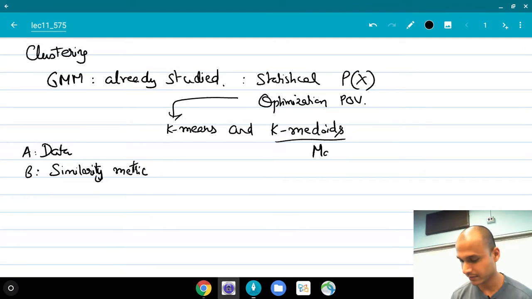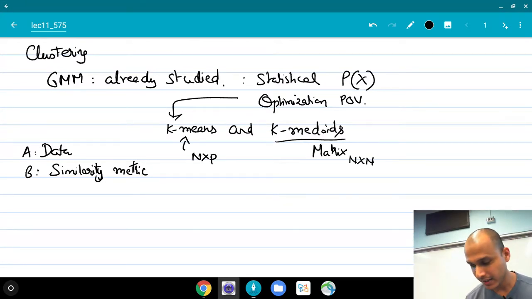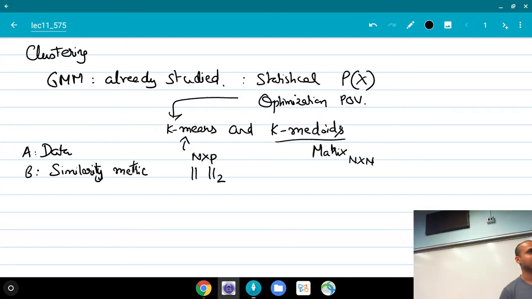Okay, this sees a matrix which is n cross n, where n is the number of observations that you want to cluster, whereas this guy sees n cross p, the usual n observations, p coordinates, and it also sees the Euclidean distance. Okay, this is the Euclidean distance. I mean, this is a 2 norm.